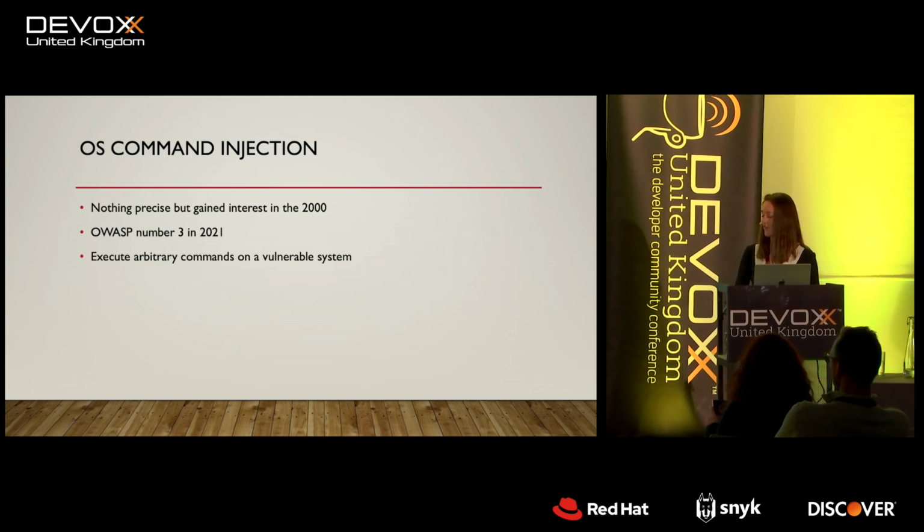I didn't really find when it got invented, but it gained a lot of interest in the early 2000s. It's also part of the injection family, so still number 3 in the OWASP top 10 list. And what is OS command injection? It's going to be mainly about executing arbitrary commands on a vulnerable system.